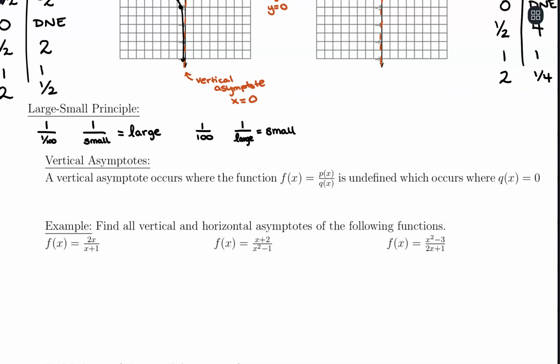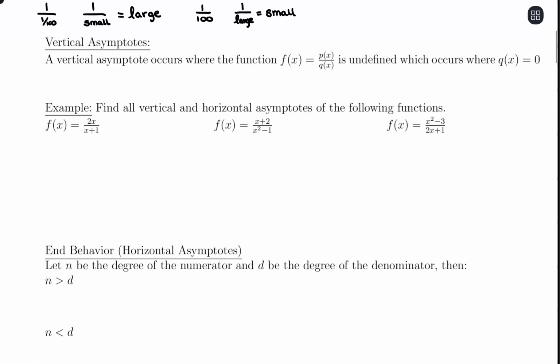Okay, so as we see, vertical asymptotes are going to occur where we take our rational function, and it's going to be undefined, where that denominator function q of x is equal to 0. So this next example, we're going to find all the vertical and horizontal asymptotes. We haven't quite talked about how to find the horizontal asymptotes yet, so we're going to put that on hold, but let's focus on finding the vertical asymptotes for these 3 functions here.